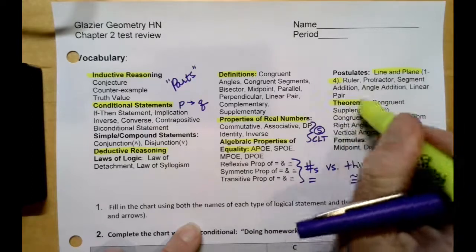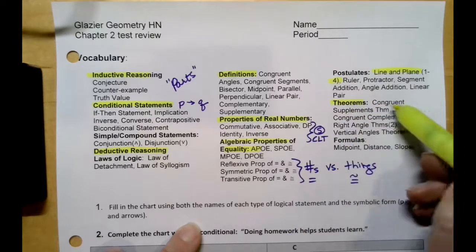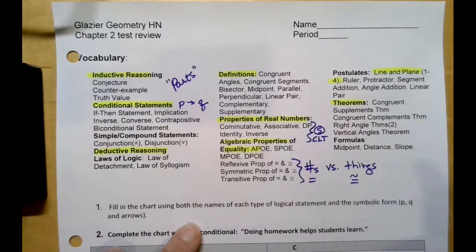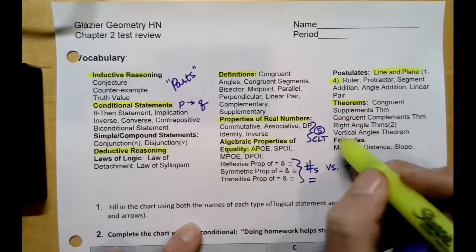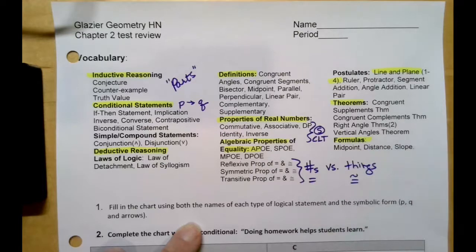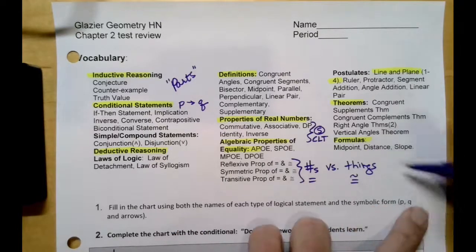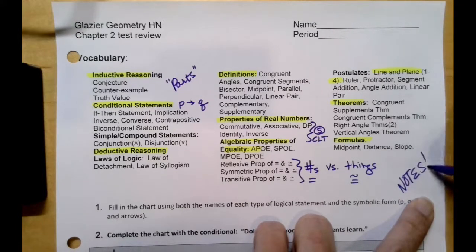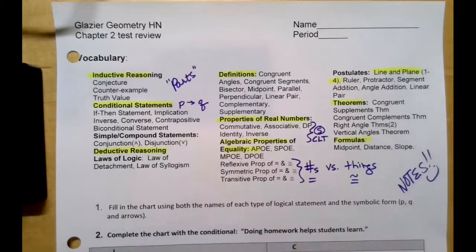We have our theorems, where we talked about congruent supplements, congruent complements, our right angle theorems, our vertical angle theorem. Don't forget your formulas with midpoint and distance and slope. So go back through your notes and make sure that you find each of these on the slideshow. Maybe create that notebook. It's time.